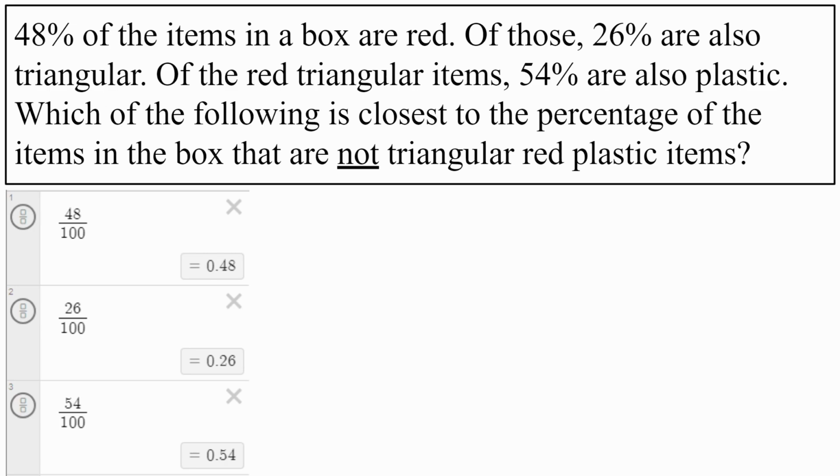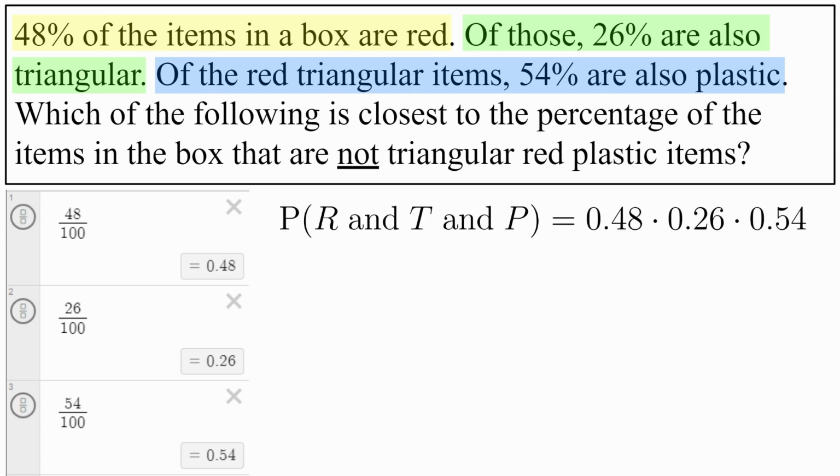And this first one is the probability of it being red. And then the second part says, of those, so it's saying, given that it's red, the probability that it's triangular. Oh, that's the second term in the formula, right? The probability that it's triangular given that it's red. And then the third thing is saying, of the red triangular items, what's the probability that it's plastic given that it is both red and triangular? So we're just going to put those into the right side of that second equation and multiply them all together.